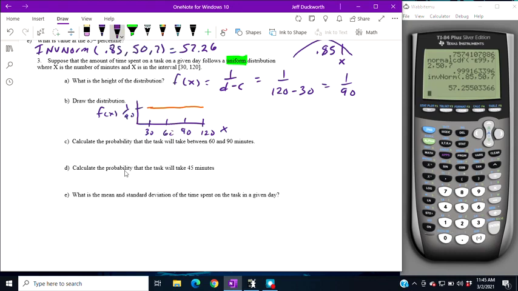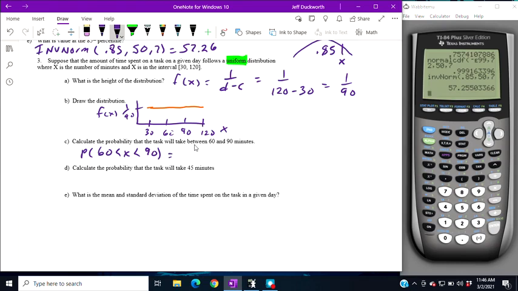Now we want the probability that the task will take between 60 and 90 minutes. So we're looking for the probability that, well, let's write it correctly here. 60 is less than x is less than 90, and you can use less than or equal to's instead of less than's. It doesn't matter for this formula.